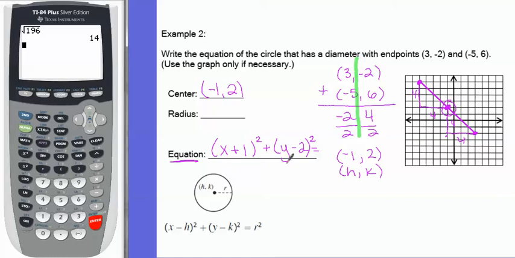Now the easiest way to find the radius is just to use this formula, like I just did: (x + 1) squared plus (y - 2) squared equals some number. It's going to equal r squared, actually. So I can plug in either point, and I'll probably plug in both in my calculator to show you how this is going to work.